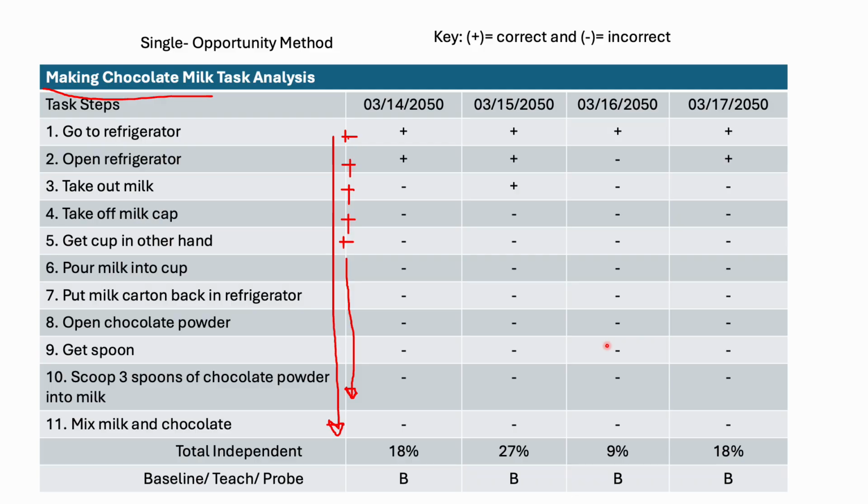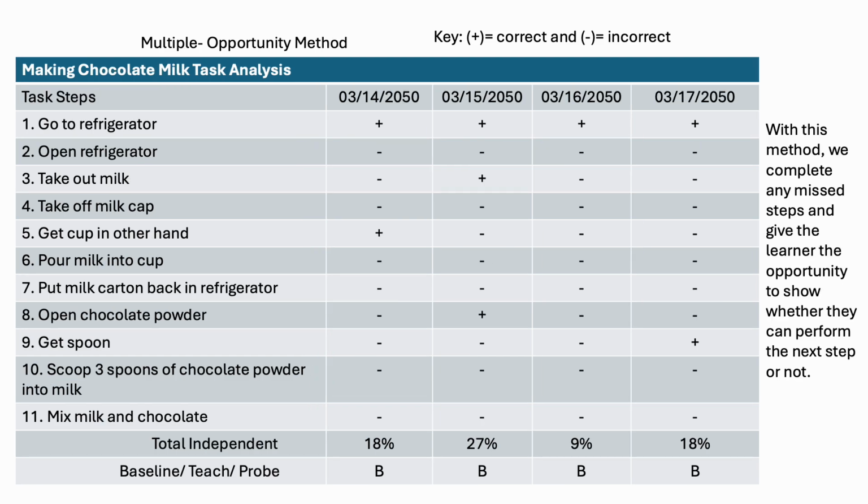Now let's look at the multiple opportunity method. With the multiple opportunity method, it's very similar, except we are going to let the learner show us how they can perform with each particular step in the task analysis. Whereas in the single opportunity method, if they couldn't do it, they couldn't do it. We didn't help them, right? If they stopped at one step, that's where they stopped. The rest got marked as they couldn't complete the skill.